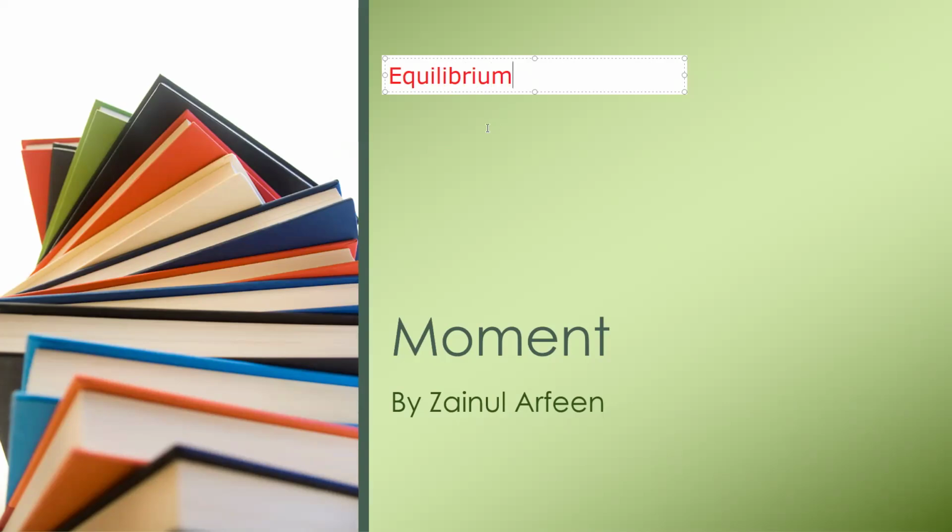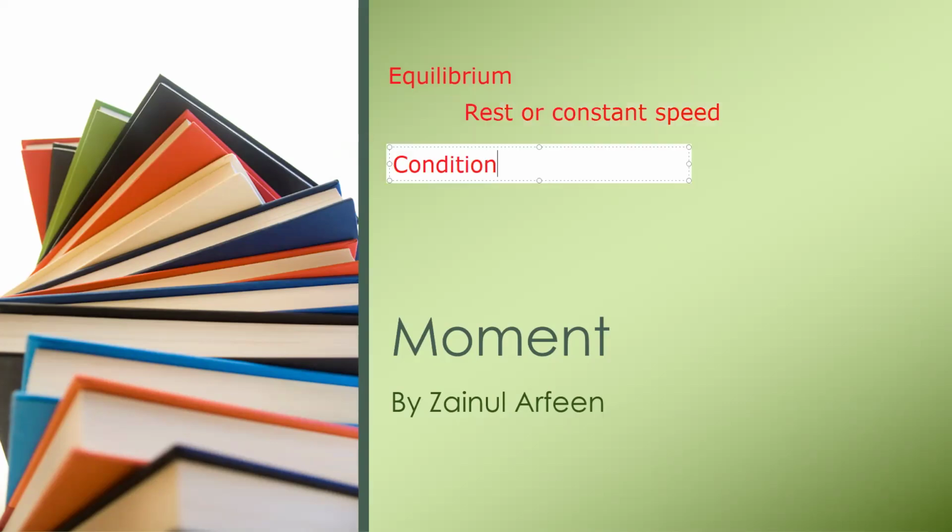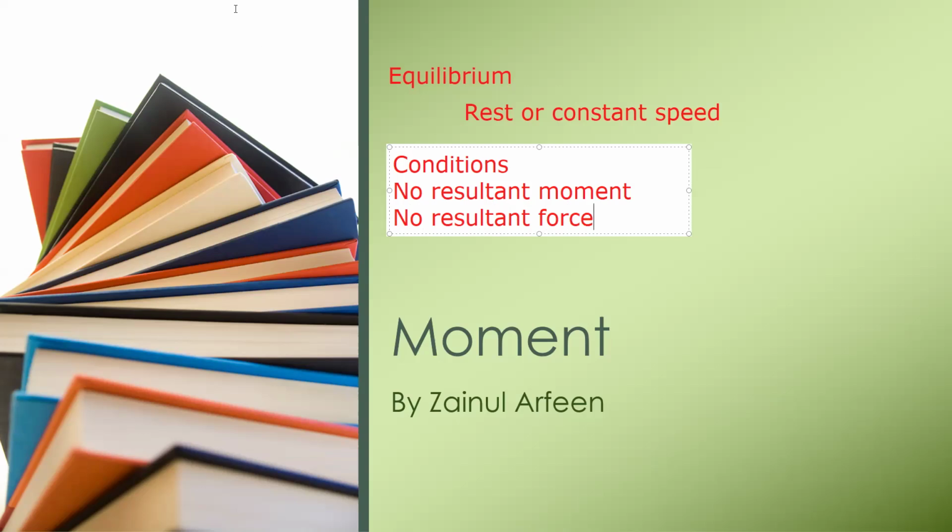The term equilibrium means that if an object is at rest or is having a constant speed, we call that object in equilibrium. What are the conditions for this? For an object to be in equilibrium, there should be no resultant turning effect or moment, and there should be no resultant force. Both conditions must be fulfilled to say that the object is in equilibrium. If one of the conditions is not fulfilled, we will not say the object is in equilibrium.